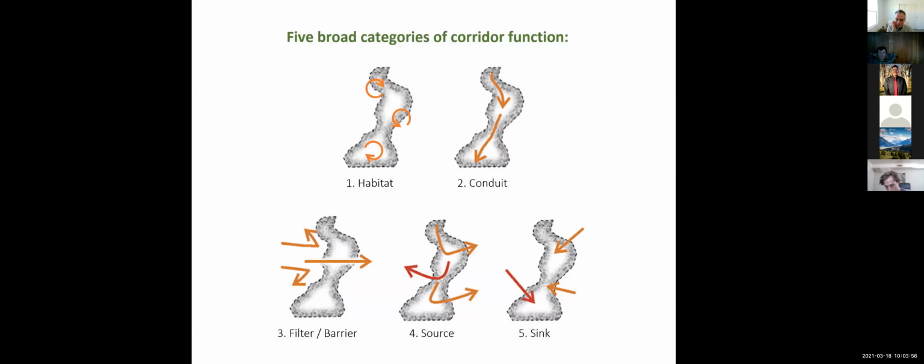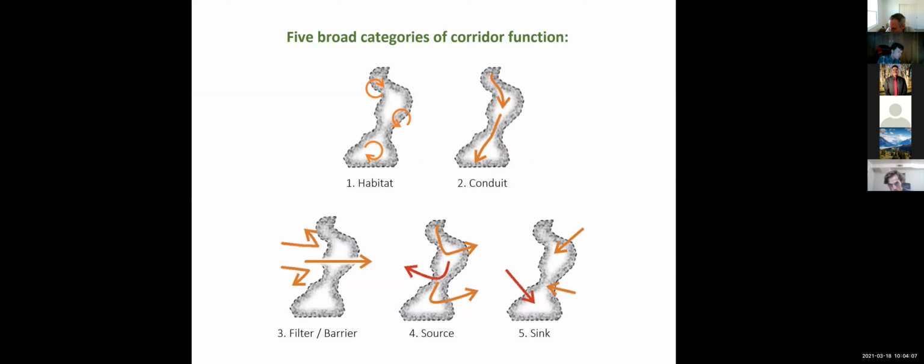Next, we'll look at corridor function, and corridors fulfill several crucial functions within the landscape mosaic, which we will take a closer look at. Corridor function can be broken down into 5 broad categories. The first one is habitat.